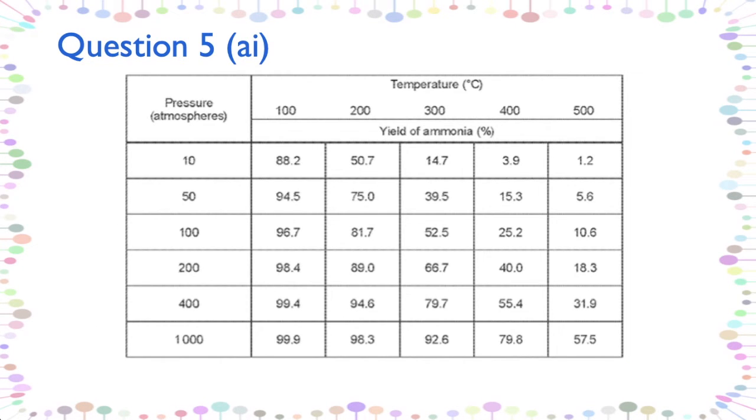For question 5AI, we need to use this table and suggest conditions in order to maximise this process. So every time we do a chemical reaction, we always want to maximise the yield. So as you can see from the table, the maximum yield is 99.9%. So as you can see, this is in the 100 degrees column for temperature and in the 1,000 atmospheres column for pressure. So therefore the answer for pressure would be 1,000 and the answer for temperature would be 100.